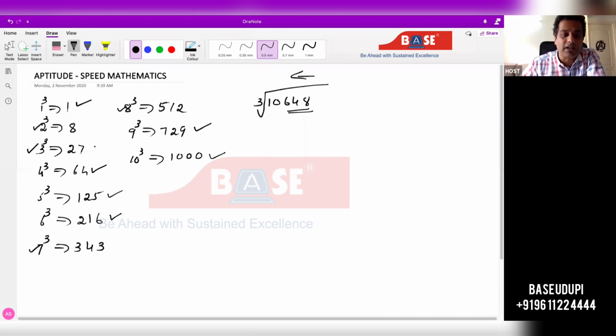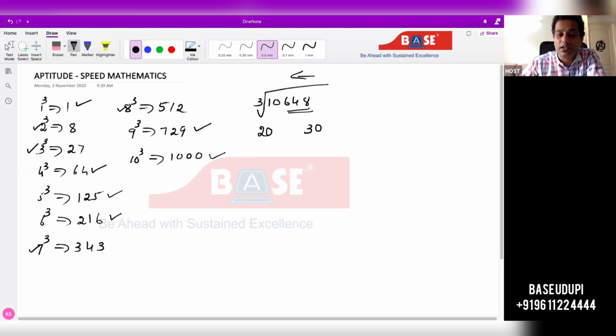10 is between 8 and 27. That is between 2 cube and 3 cube. Take 2 and 3, the bases, not 2 cube and 3 cube, just the bases 2 and 3. Every time take 0 on the right hand side. That is because when you skip 3 digits, for every 3 digits you will get 1 digit of the cube root. So I'm taking the digit now. So the answer is between 20 and 30. I repeat, the cube root of 10,648 is between 20 and 30. So either it is 21, 22, 23, 24 till 29 possible.